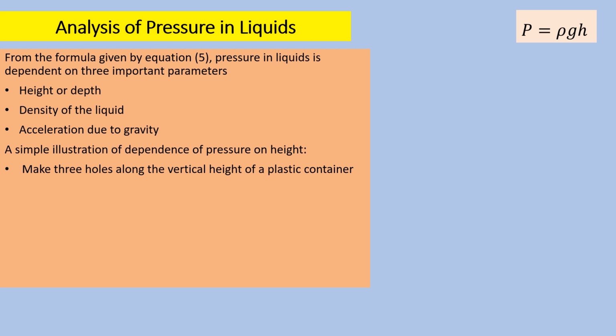That is to ensure that you have three jets that will be thrusting or throwing water out at different heights of the water column. So we'll be able to gauge the amount of pressure by the distance to which the water jets will be drawn. So we fill the container with water and make the observation.